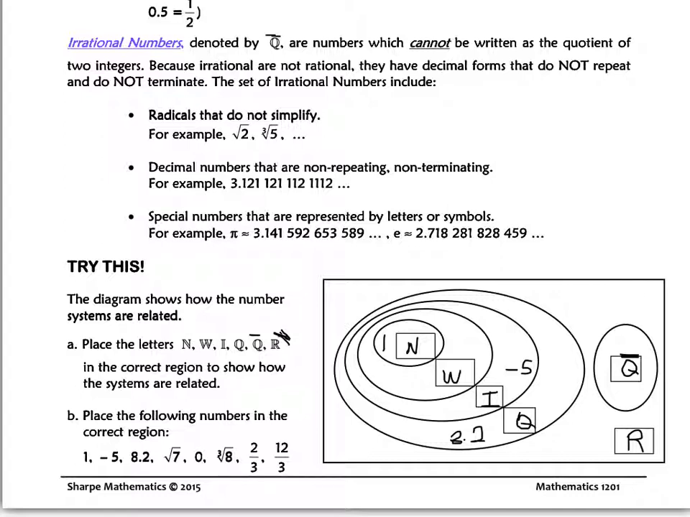Root 7, if you look at its decimal form, is non-repeating, non-terminating, so that would be out here in the irrational numbers. 0 would not be a natural number, but it would be a whole, and therefore an integer, and therefore a rational, and therefore a real. The cube root of 8 is the same thing as 2. So that would be a natural, and necessarily a whole, an integer, a rational, and a real.